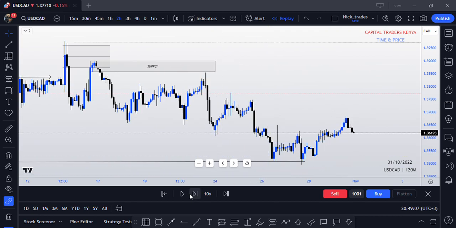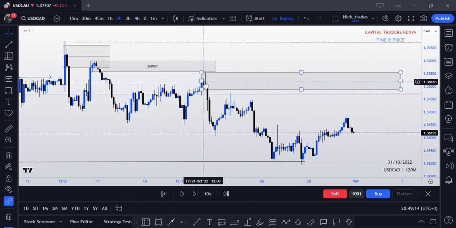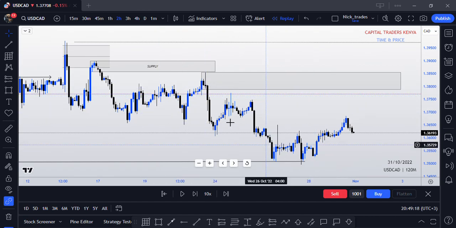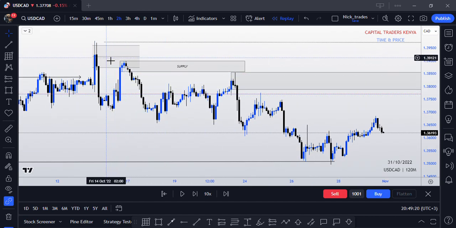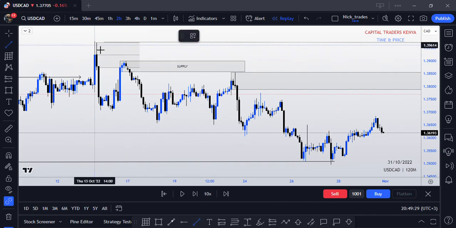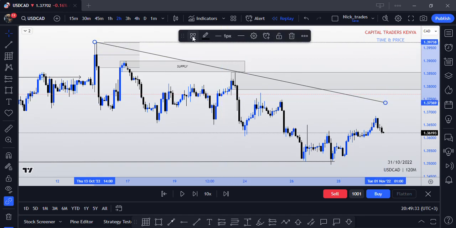Then what do we see now? The next zone would be such a zone here. This would be the next zone that we'd maybe expect to see prices retracing to, then we move to the downside. So you can actually see prices are following a certain trend, and again, it is forming a series of supplies. Looking at this, this is what you call a supply chain. And a supply chain is usually some kind of trend line liquidity.